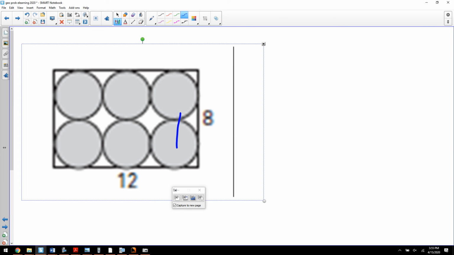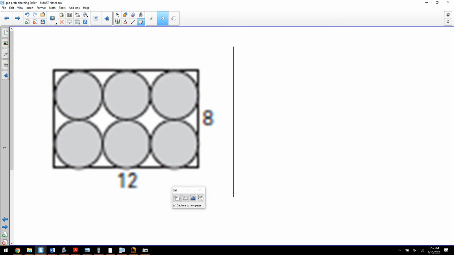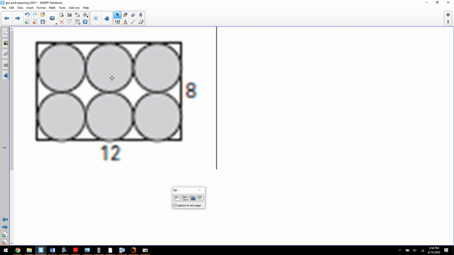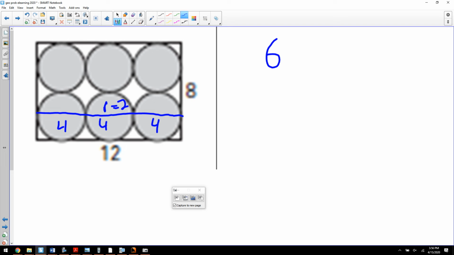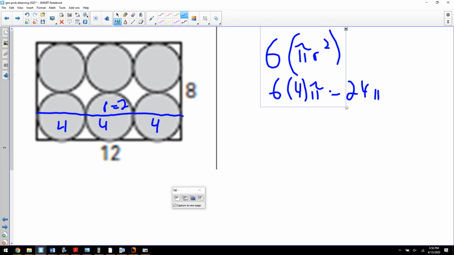Now here, your area of the shaded region. When you're trying to figure out the area of the shaded region, you've got to find the area of the 6 circles. As you go through here, you'll notice that across the circles, it is 12, which means each one has a diameter of 4, which means each circle has a radius of 2. So you have 6 circles, so you have to do 6 of the pi r squareds. So you'll have 6 times 2 squared, which is 4, so 6 times 4 pi, which is 24 pi.